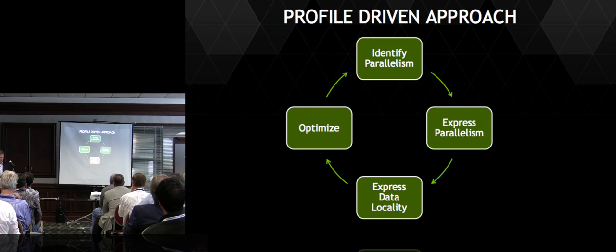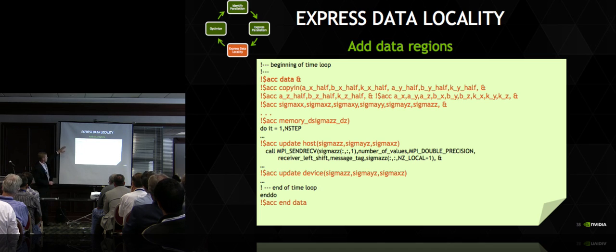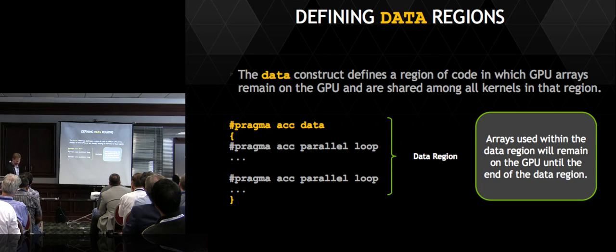Okay, so that's expressing parallelism. Now let's talk about expressing data locality, because we identified putting in that directive to slow down. Now what you do to accelerate. Okay, so this is an example of the code where you actually put some data directives in the code to get the acceleration. And I'll talk about what those data directives are here.